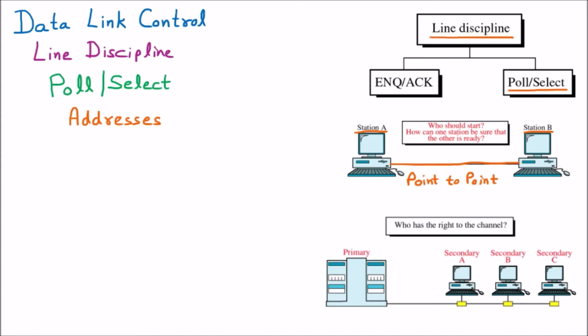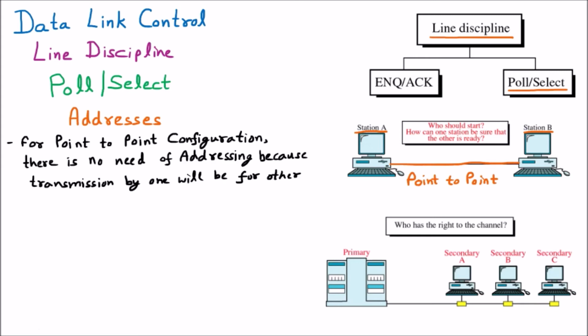for the other only. So this is very much exclusive: if station A is sending, obviously station B will be the receiver. If one is the sender, the other is the receiver, so in that case we don't need the address. If B is sending, then obviously A will be the receiver. So in one-to-one communication, where there are two systems connected by one line, addressing is not required. So we don't need any addresses.